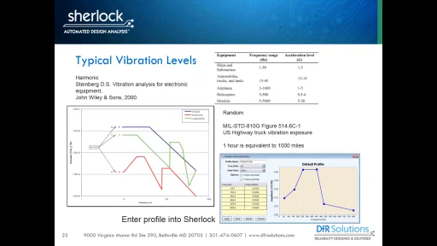There's harmonic, there's random, and most of the people, typically it's a random type of profile. I just picked a random profile here in the lower right. It's a PSD curve. You enter it directly into the software. It applies that as a base motion, and you can change in what axis it's being applied, and then it applies it to the circuit board.